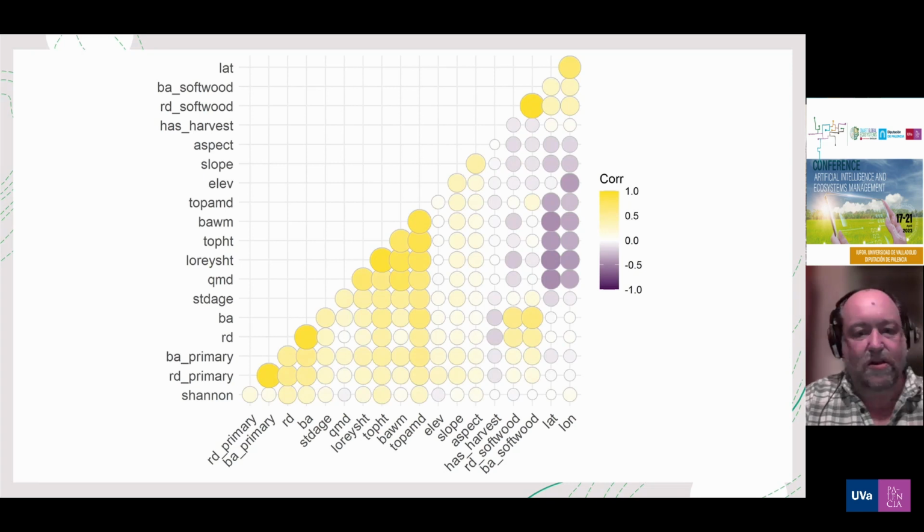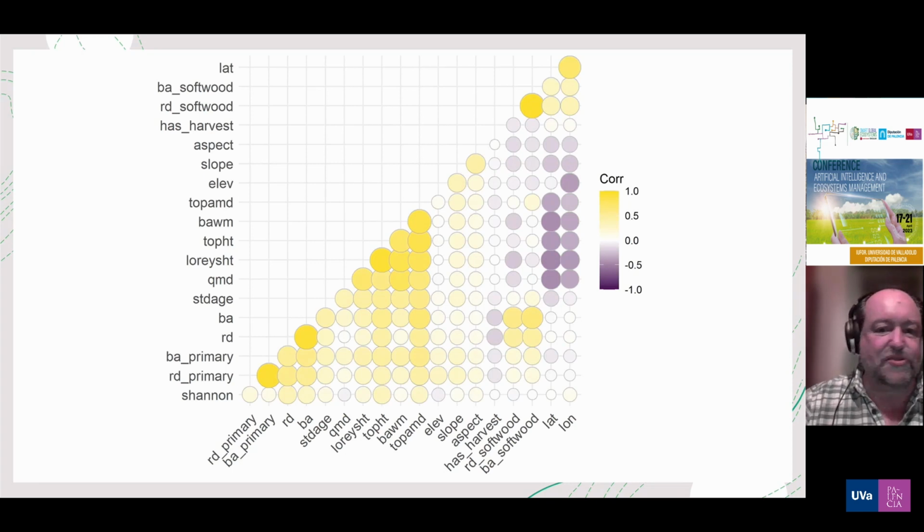variables. There's a whole cluster of variables, that sort of yellow triangle in the middle. It's basically our stand size variables. And while in the one example I put up before, quadratic mean diameter, which is our more familiar size variable, happened to be the strongest.